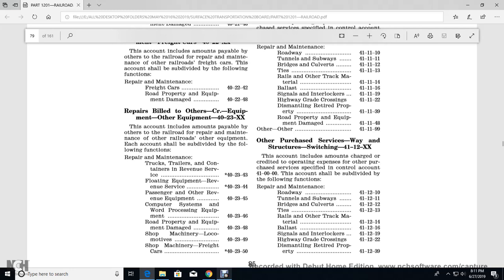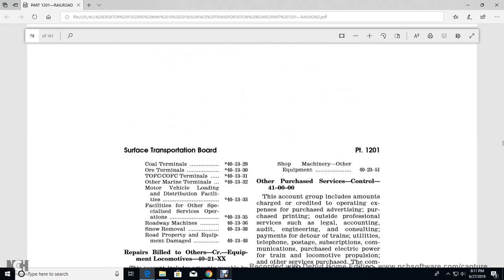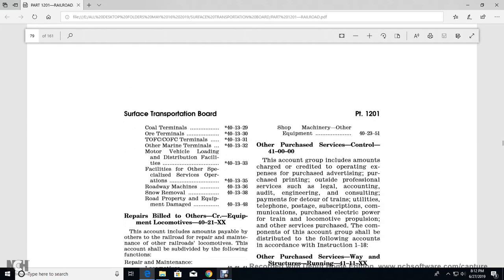The account includes the amount payable to the other railroad repair with the maintenance for the other railroad of the other equipment. Each of the accounts shall be subdivided the following functions: repair maintenance truck trailers containing the revenue for the floating equipment, the revenue for the passenger, the other revenue will cover the computer system, word processing equipment, the railroad property equipment, the damage of the shop machinery, locomotive shop machinery, freight cars and shop machinery, other equipment, other purchase over the control of the 410000.